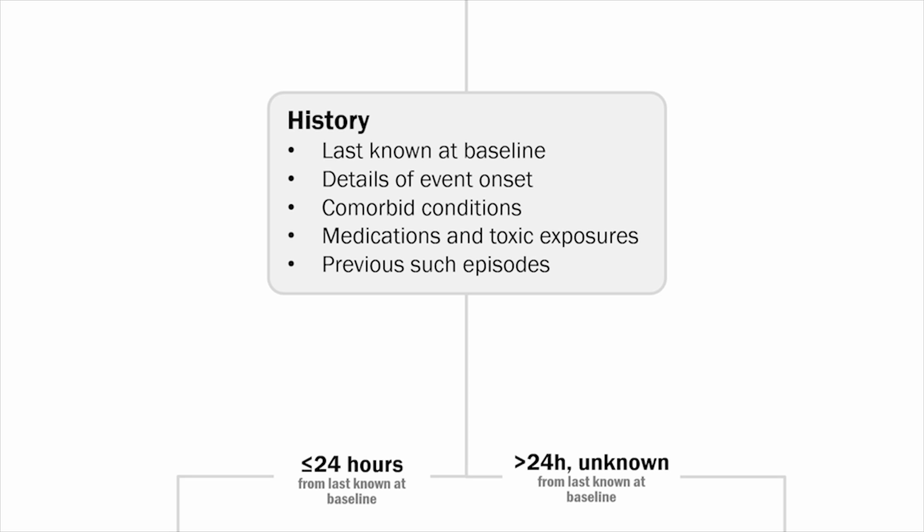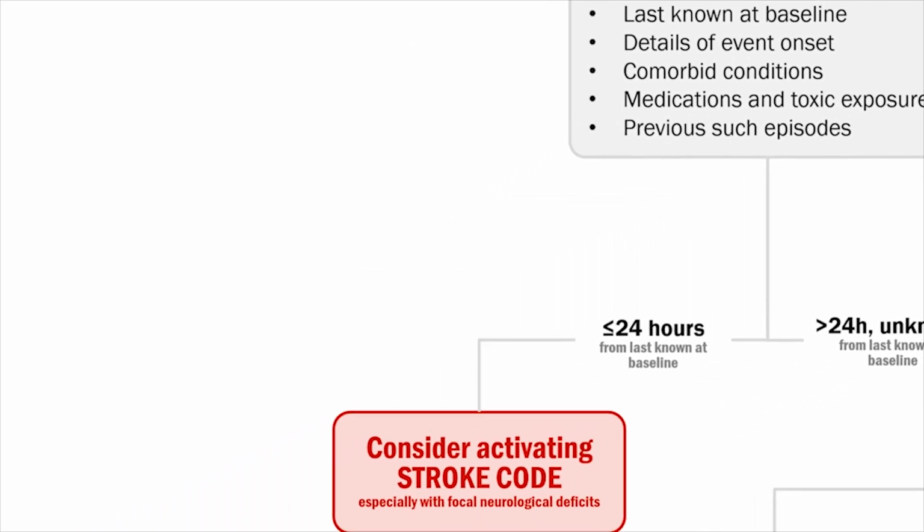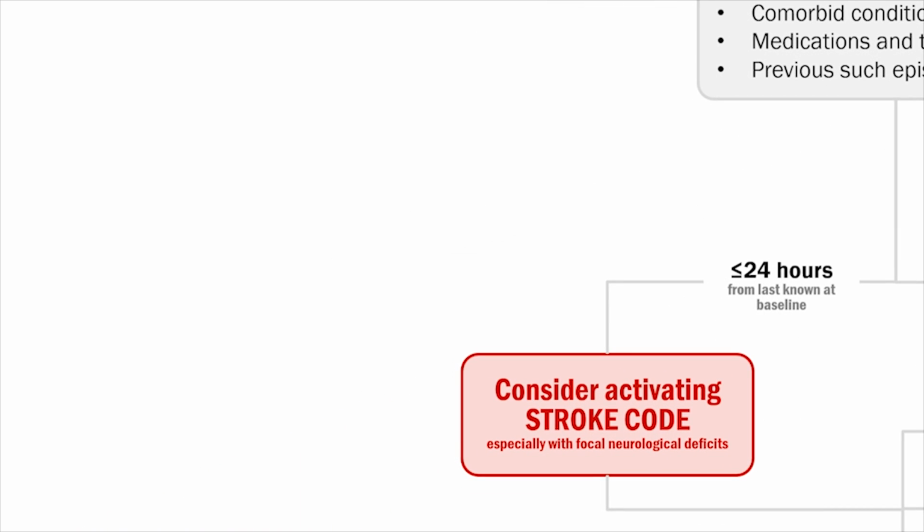Next, is the patient presenting within or outside of a 24-hour window from last known at baseline? Within 24 hours? Well, consider activating a stroke code, especially when you see focal neurological deficits. Vascular pathologies are a common and treatable cause of acute coma, especially with focal deficits. Once you activate the stroke code, you'll go down a rapid stroke assessment pathway, which I reviewed in the stroke talk.